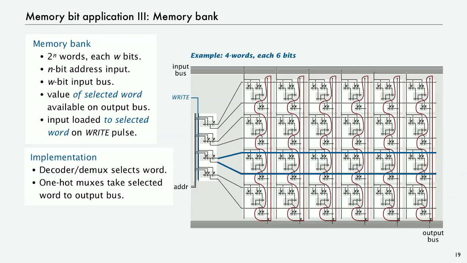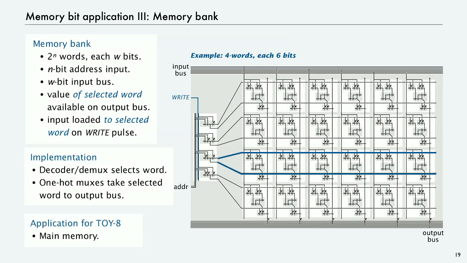And so all we need to do is collect them together in an OR, in a big tall OR gate that goes from top to bottom, ANDing the contents of the memory bit with the select line. So that's a one-hot mux that we've used before, and those then take the selected word right to the output bus. So these are all components that we've seen before, just put together to implement the memory that gives us the behavior that we want.